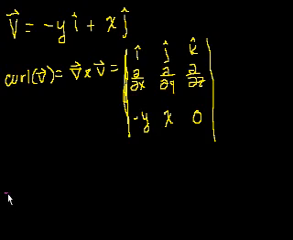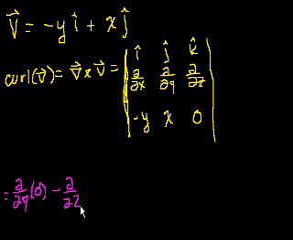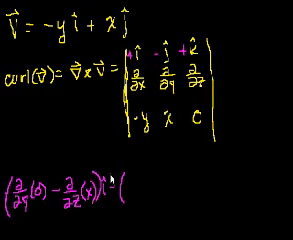So this is going to be equal to, we'll see the i component, let's cross out its column and its row. So it's going to be the partial with respect to y of 0 minus the partial with respect to z of x, right? Minus that. And all of that times i. Minus, and that is going to be the j component. Remember, you do plus, minus, plus. So minus, and this is the j component. Cross out its row and column.